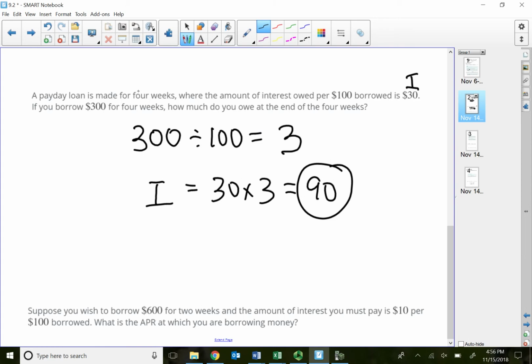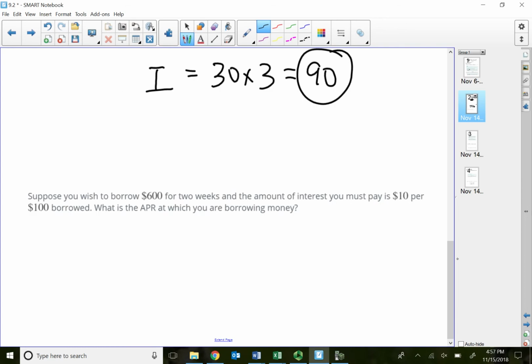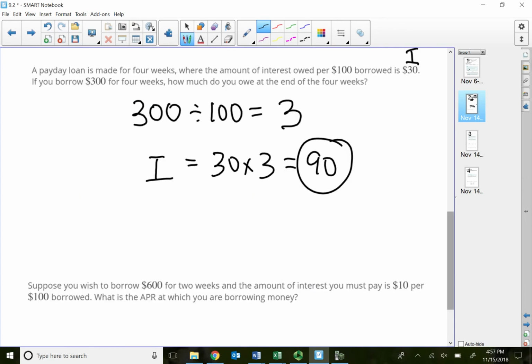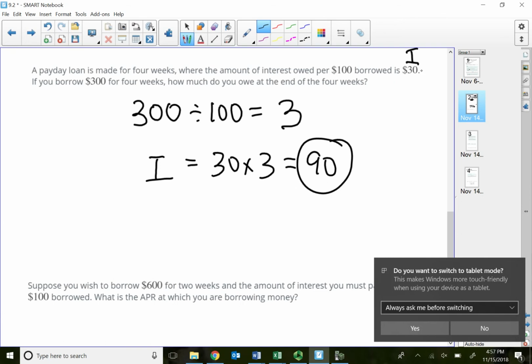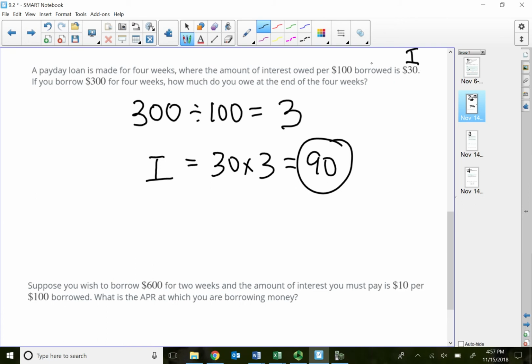All right, a payday loan is made for 4 weeks. Okay, we borrowed the entire $300 for 4 weeks. Every 100 I borrow, I got to pay $30. So that means my interest will be $90. The problem actually said $300 for the entire 4 weeks. The $30 does not depend on the weeks. It depends on how much money you borrow.